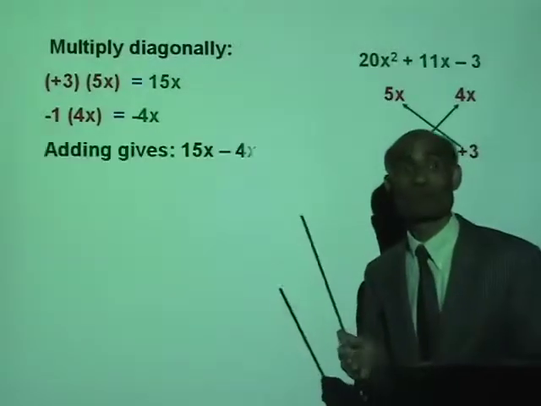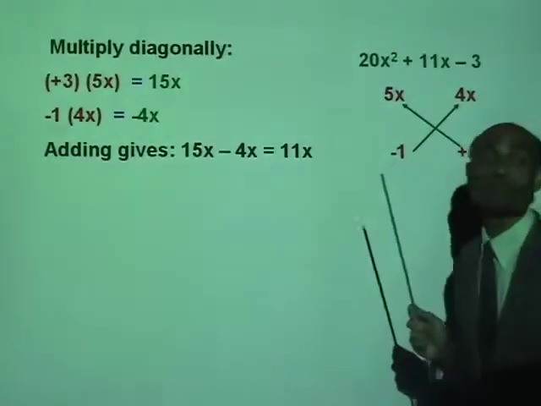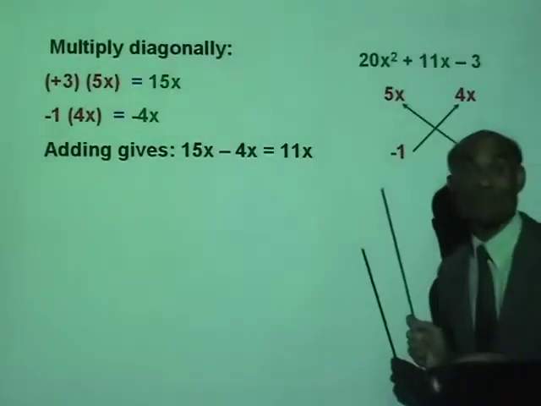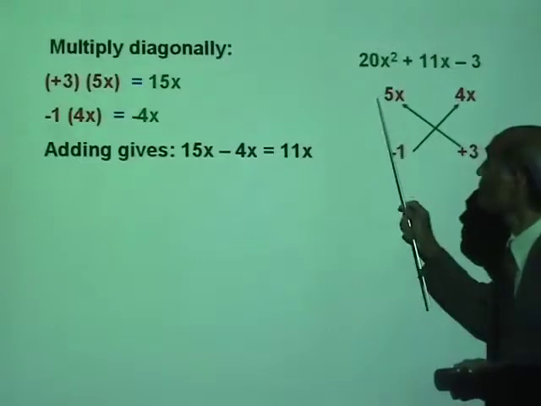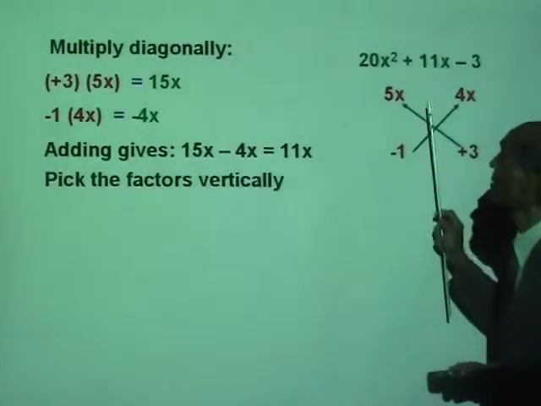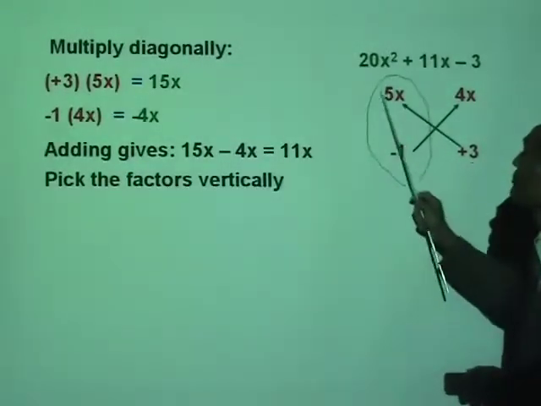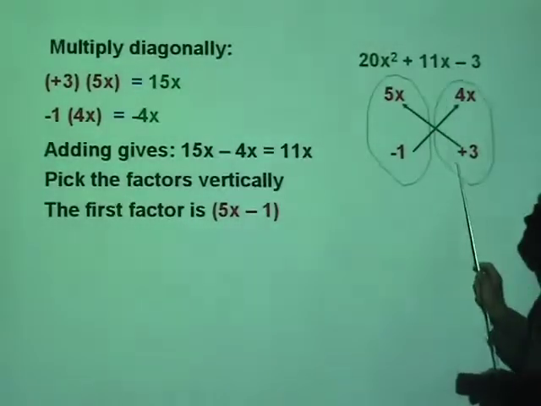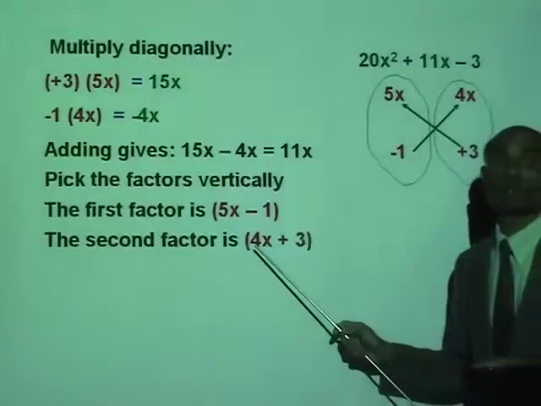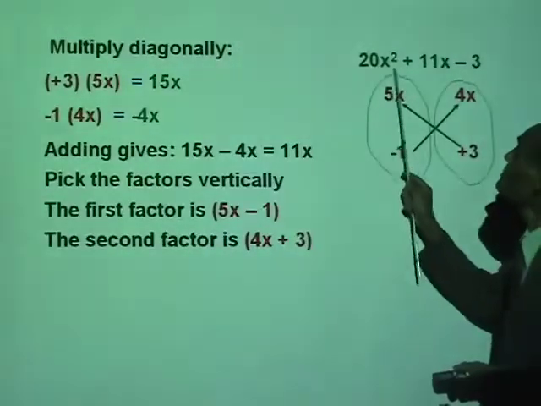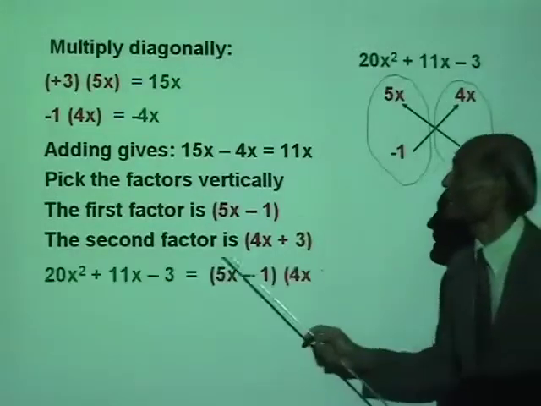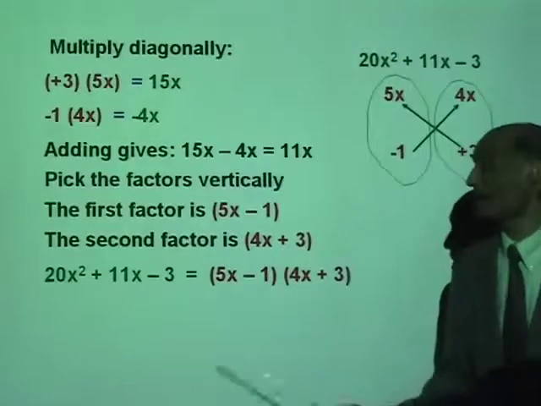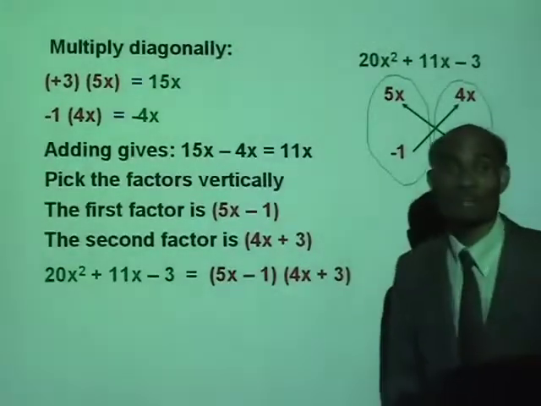Isn't that simple? There you are. And now we have done the test. All these are placed in their right positions. Pick your factors vertically. The first factor is 5x minus 1. The second factor is 4x plus 3. And therefore 20x squared plus 11x minus 3 equal to 5x minus 1 times 4x plus 3.